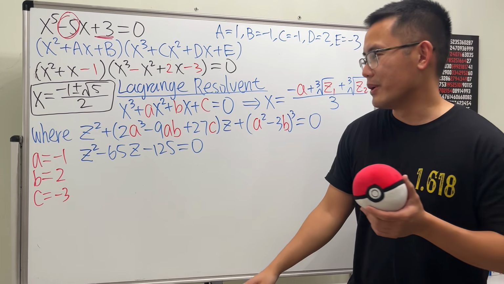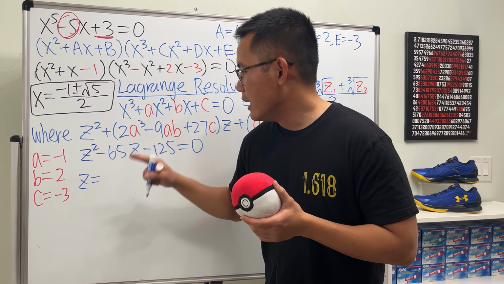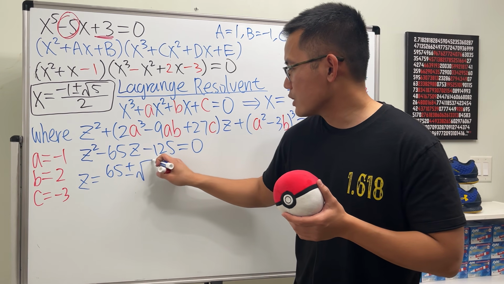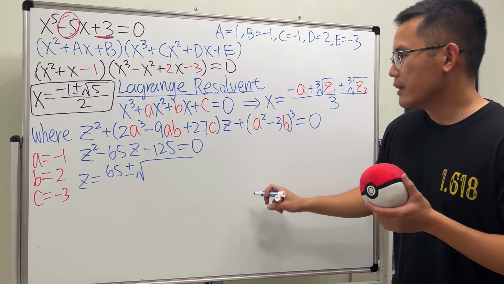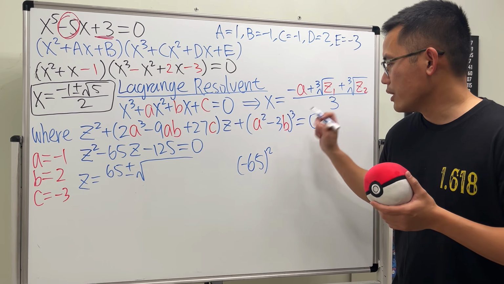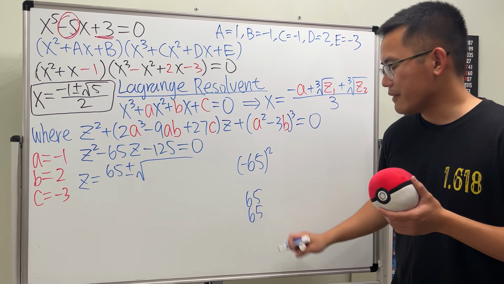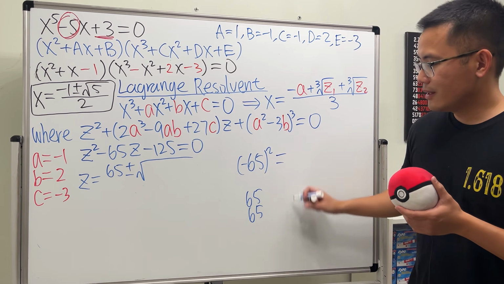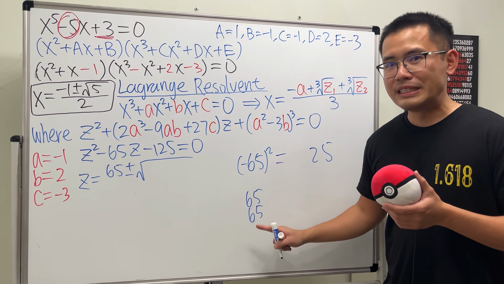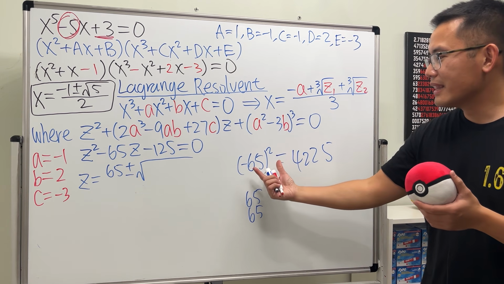Again, use the quadratic formula. So in this case, z is going to be negative this, which is going to be just 65, and then we have to do plus or minus square root of, okay, this square. So we just have to do 65 squared. What does this mean? This means, of course, 65 times 65, right? But you know how we can do it the fast way? 5 times 5 is 25. 6 times 7 is 42. And there you have it, 4225. All right, so that's this.